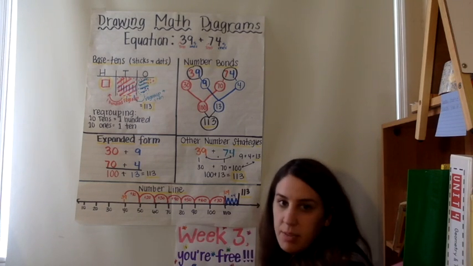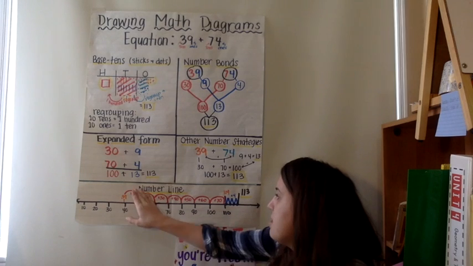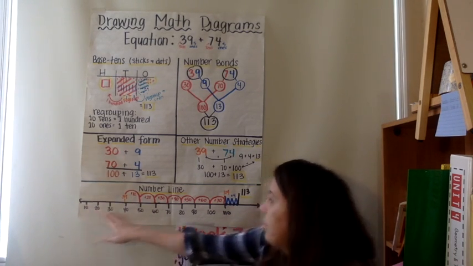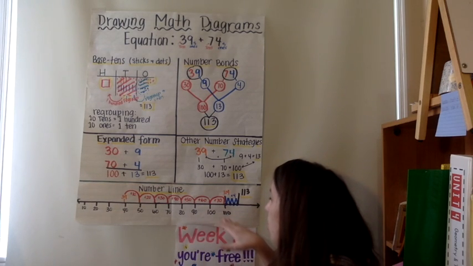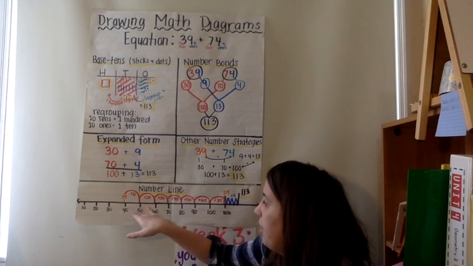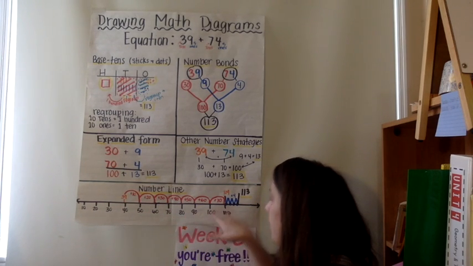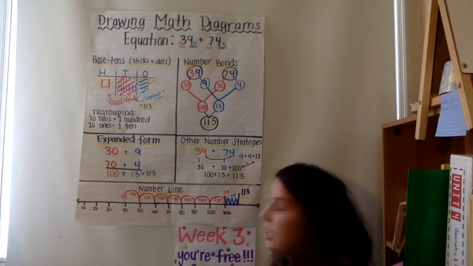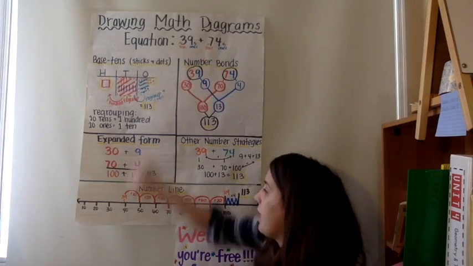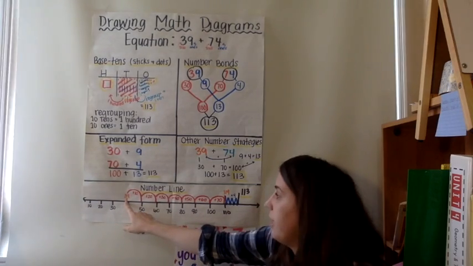The last example I have down here at the bottom is a number line. So on my number line, I first labeled it just counting by tens to 110. 40, 50, 60, 70, 80, 90, 100, 110. Then I put my number that we started with, right? Our start is 39. So right here in orange, I have a 39.